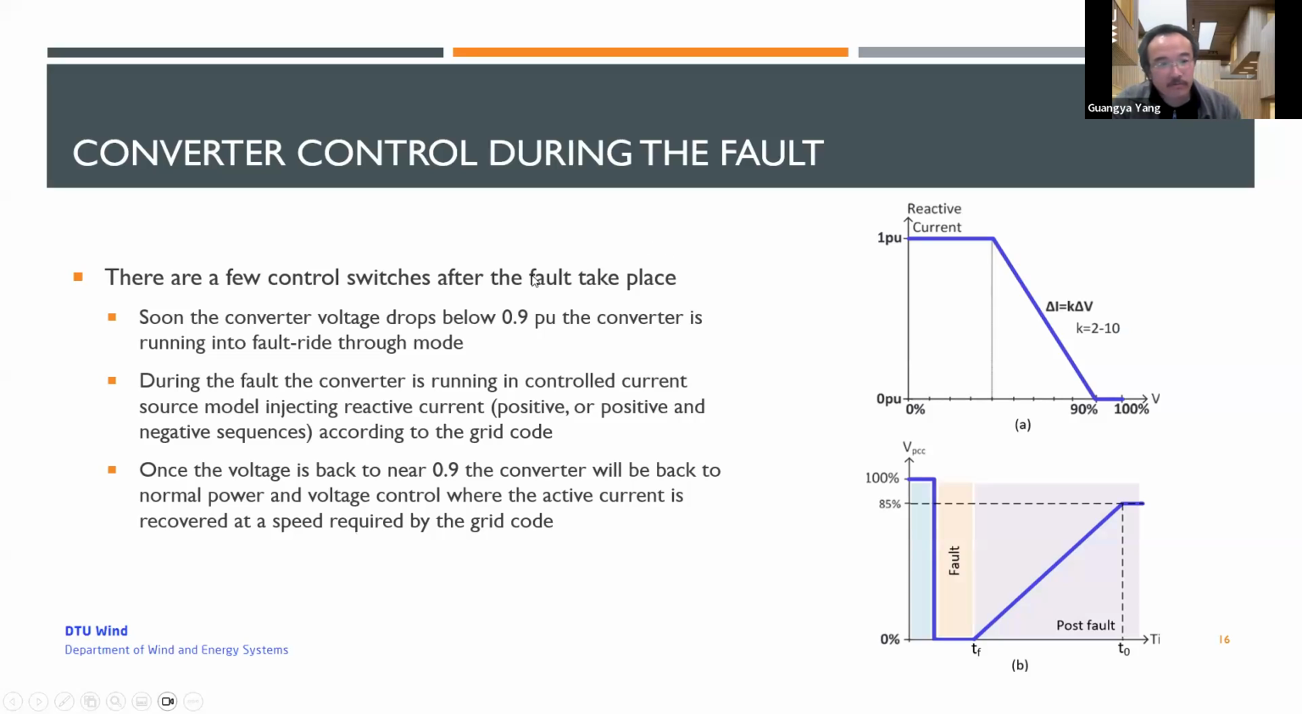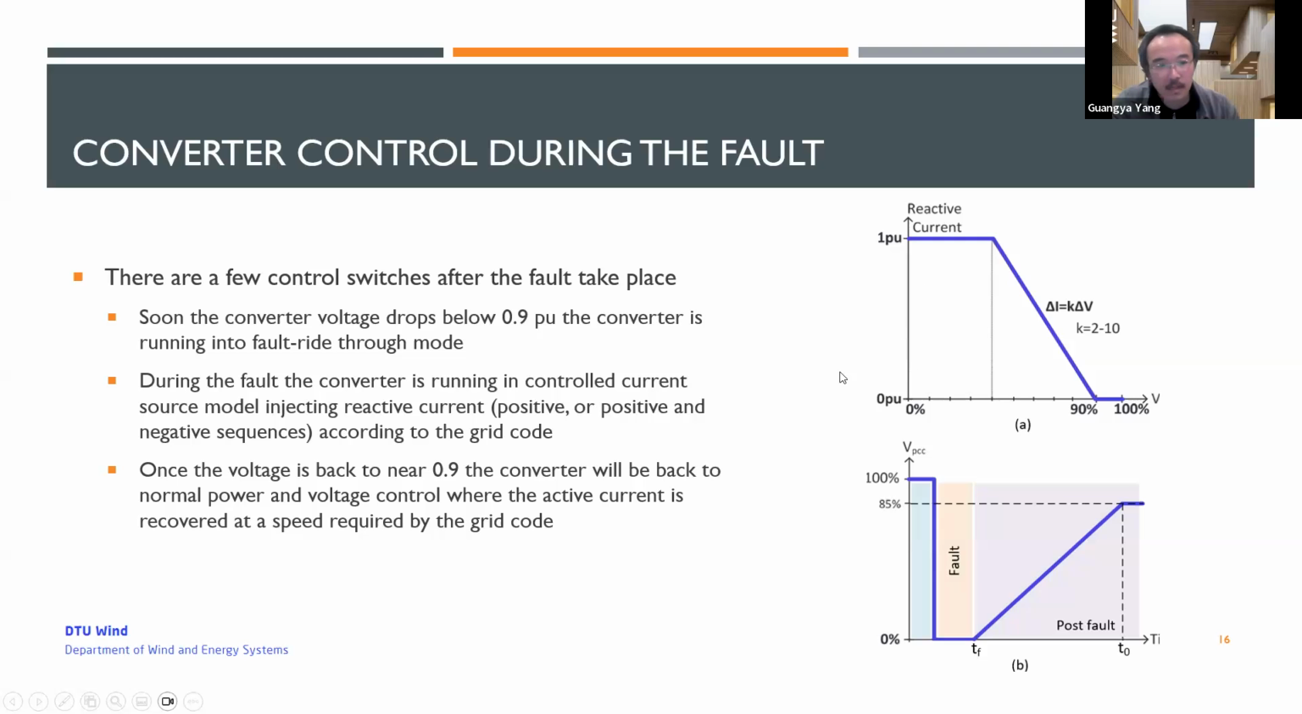The converter control during fault. There are a few control switches after the fault takes place. First, once the converter voltage drops to 0.9 per unit, the converter runs into fault ride-through mode. In this fault ride-through mode, there's a critical requirement that the converter inject reactive current based on a curve like this, where this K factor could be from 2 to 10. Once the voltage drops to a certain level, the converter should inject 1 per unit reactive current. There's a small room still within the current limit, and the rest will be used for active current injection.